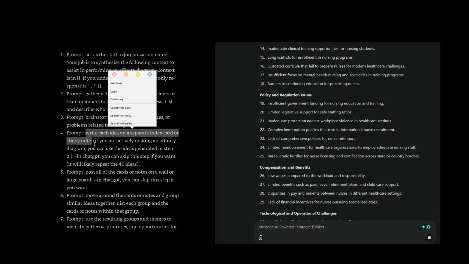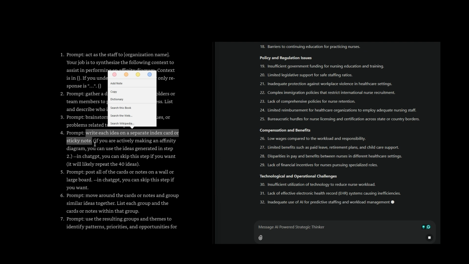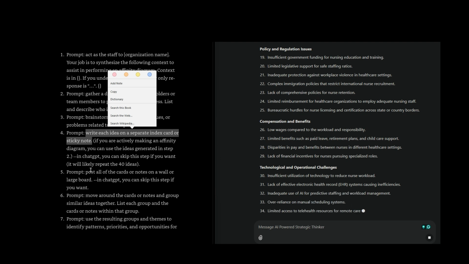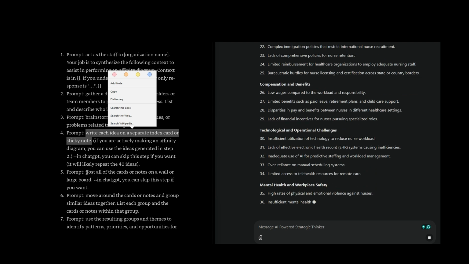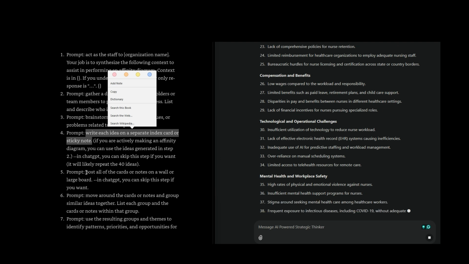Aging nursing workforce nearing retirement. Lack of diversity in the nursing profession. Poor work-life balance leading to mental health issues. Uneven distribution of nurses, with shortages in rural and underserved areas. Inflexible scheduling systems that fail to accommodate nurses' personal needs.